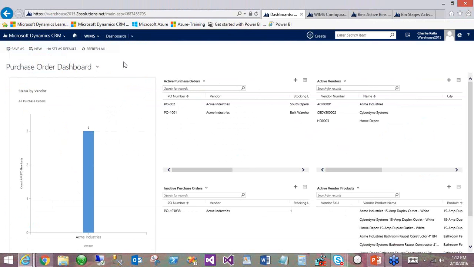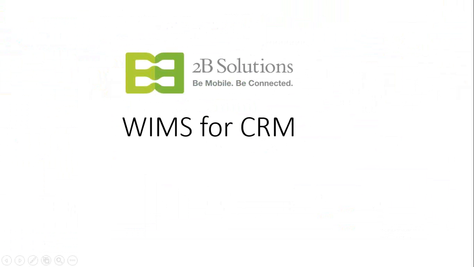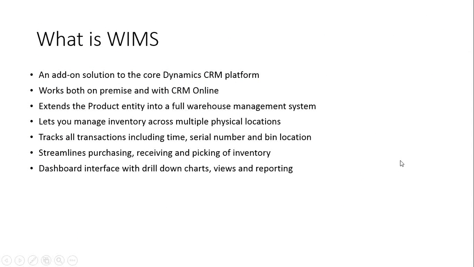That's a general crash course of the WIMS product. So now let's take a moment and review what we've been discussing. What is WIMS? An add-on solution to the core Dynamics CRM platform that works both on-premise and with CRM Online. This includes the latest CRM 2016 Online product. It extends the existing product entity into a full warehouse management system and supports multiple physical locations for your inventory.